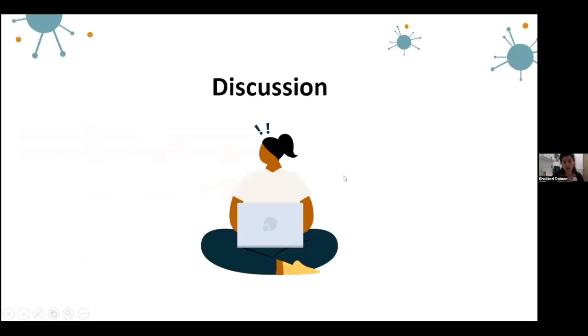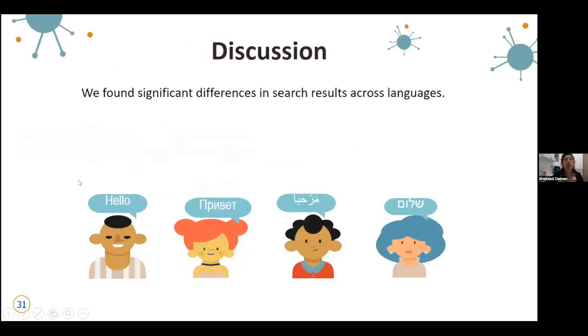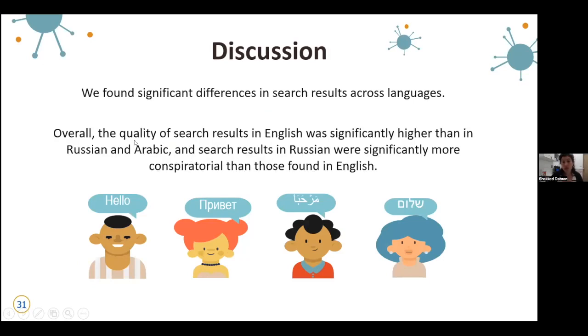So let's conclude. We found significant differences in search results across languages. Overall, the quality of search results in English was significantly higher than in Russian and Arabic, and search results in Russian were significantly more conspiratorial than those found in English.